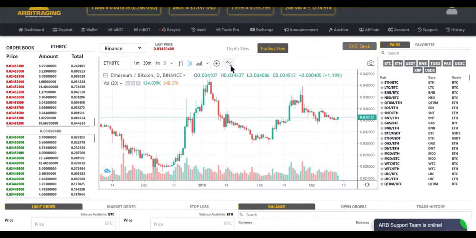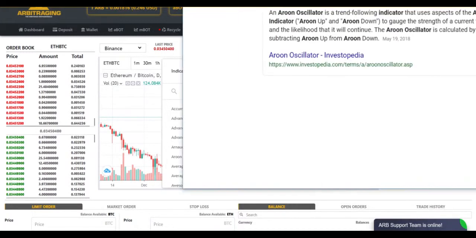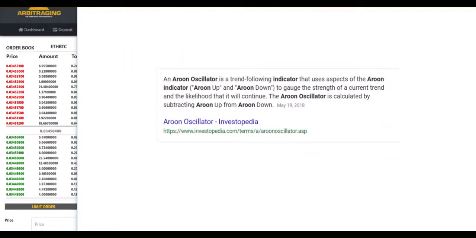And then you got your indicators. There's one indicator in particular we'd like to go over. I think it's going to help everybody a lot. It's called the Aroon oscillator. It is a trend following indicator that uses aspects of the Aroon up and down to gauge the strength of a current trend, which is very important, and how likely it is to continue. So I mean, that's what I want to know. So that's why I like to use it, and that's why I was trying to show it to you guys.